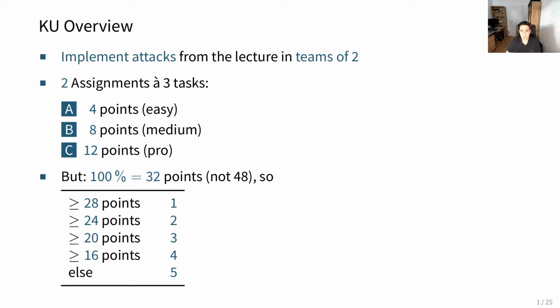So the goal is essentially to implement the tasks from the lecture in teams of 2. In total, there are 2 assignments, and each of the assignments has 3 tasks. The first task is an easy one, the second one is a bit harder, and the third one is normally the hardest one, so to say. You can get 48 points in total, so this is 24 times 2, but 100% is actually 32 points, which makes it a bit easier to get a good mark.